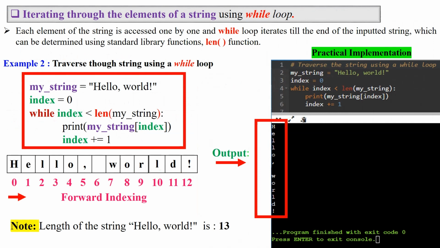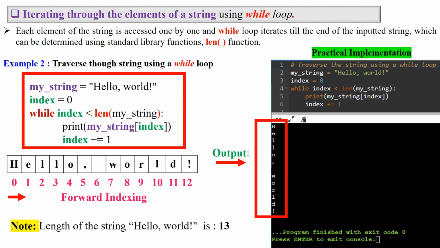Now, let's see iterating through the elements of a string using while loop. While loop can also be used for string traversal. Each element of the string is accessed one by one and while loop iterates till the end of the inputted string, which can be determined using standard library functions, len function. Let's see an example. Now look at the Python code.